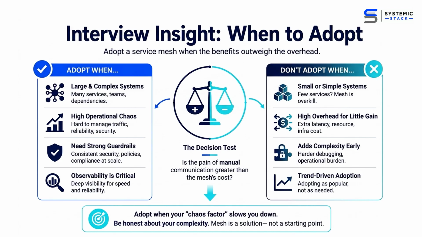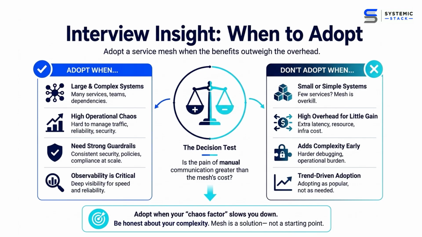A massive failure mode in many organizations is resume-driven development, where teams adopt a mesh because it's trendy, only to find that it makes their simple system much harder to manage. In an interview, you'll score points by arguing that a mesh should only be introduced when the pain of managing communication manually exceeds the cost of running the mesh. You're showing that you're an architect who thinks about the bottom line and operational reality, not just the newest tech.